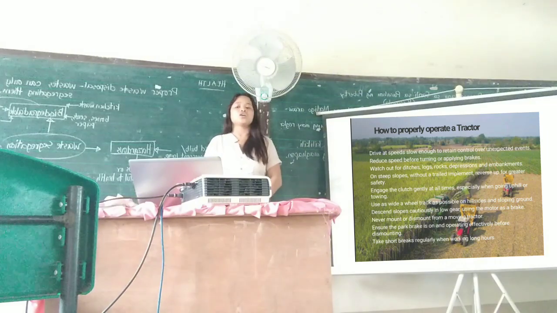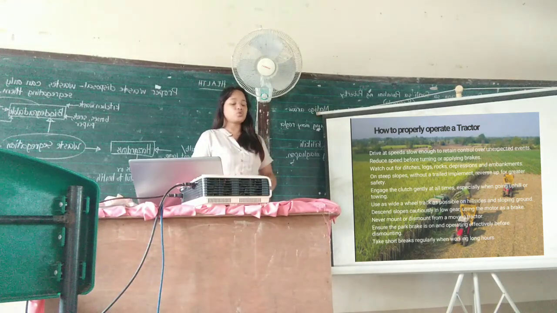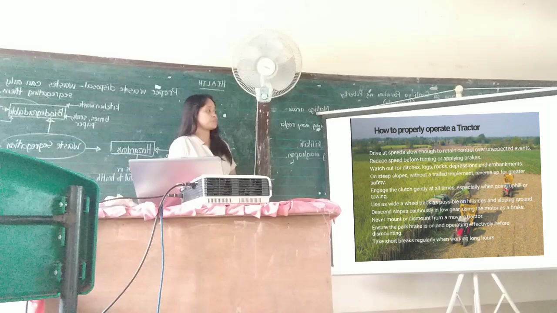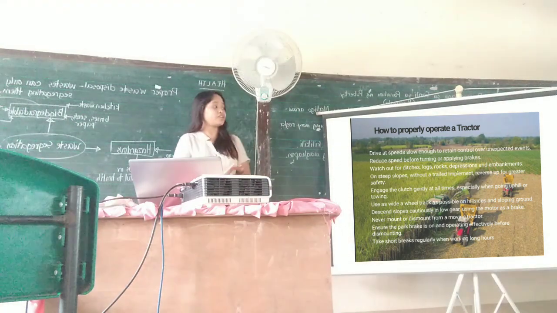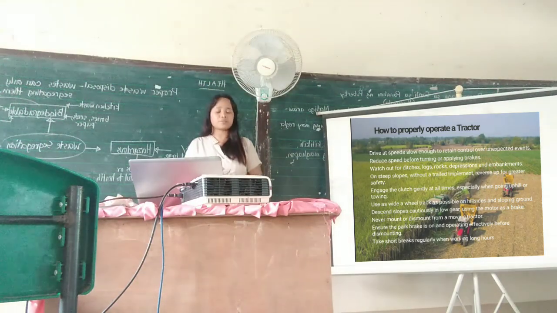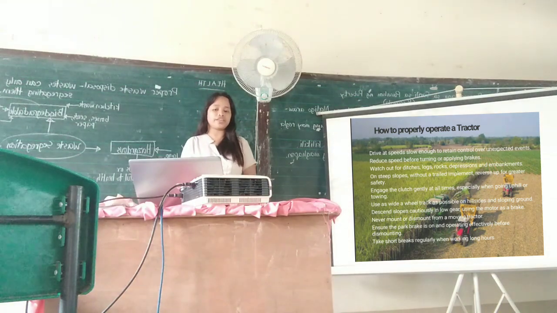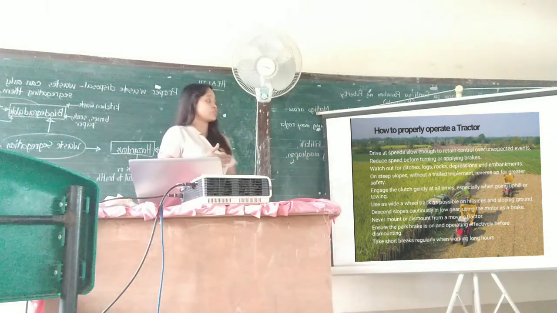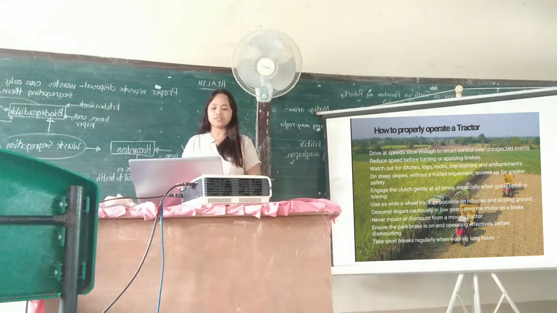So how to properly operate a tractor? First is to drive at a speed slow enough to control unexpected events. Reduce speed before turning or applying brakes. Watch out for ditches, logs, rocks, and depressions on embankments and on steep slopes without a trail. Implement reverse up for greater safety. Then engage the clutch gently at all times, especially when going uphill, downhill, or towing.